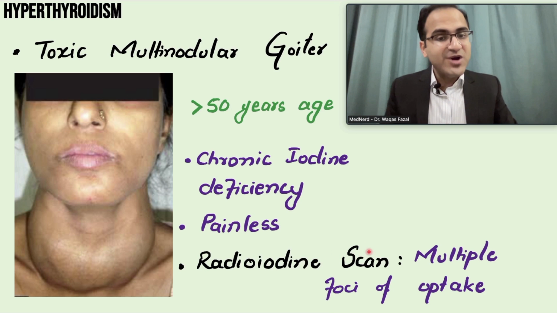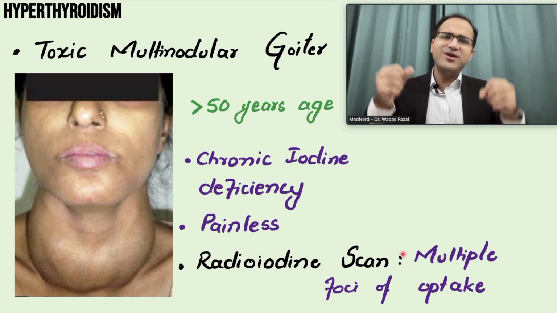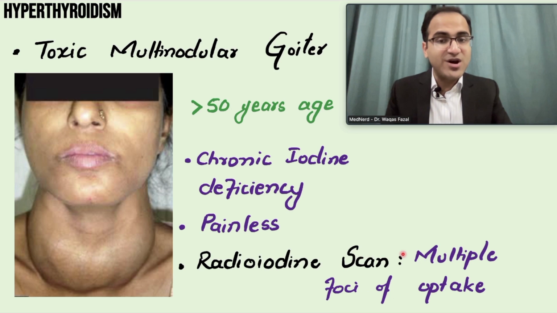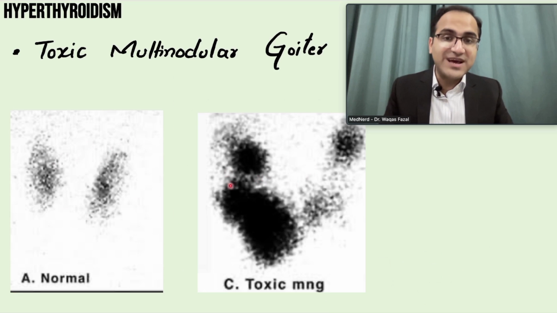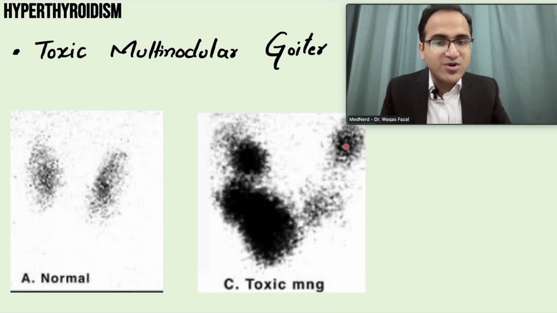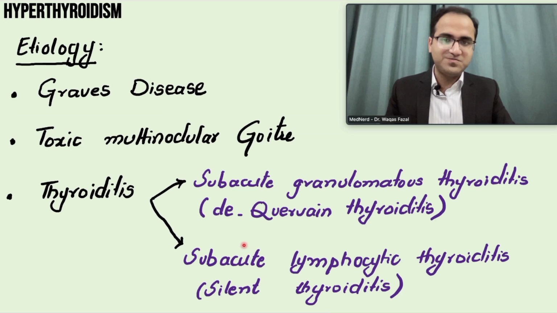And when you perform a radioiodine scan, you will see multiple foci of uptake because there are these nodules that will take up the iodine and produce excess amounts of thyroid hormones. So this is a normal thyroid scan, and when you perform a thyroid scan in toxic multinodular goiter, this is the picture that you see. These are the nodules that are producing excess amounts of thyroid hormones.